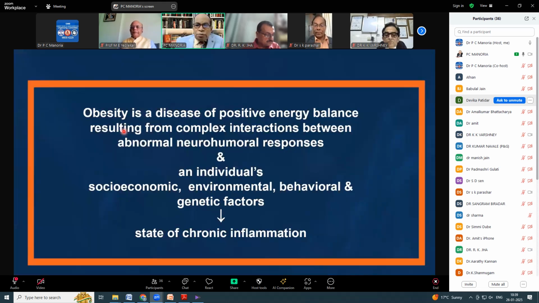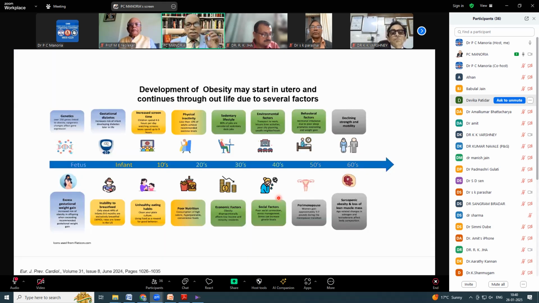Besides, several other factors are involved in the pathogenesis of obesity. There could be socioeconomic factors, environmental factors, behavioral factors, and even genetic factors, and all these lead to chronic inflammation and various diseases. The development of obesity may start in utero and continues throughout life, as you can see on these slides.